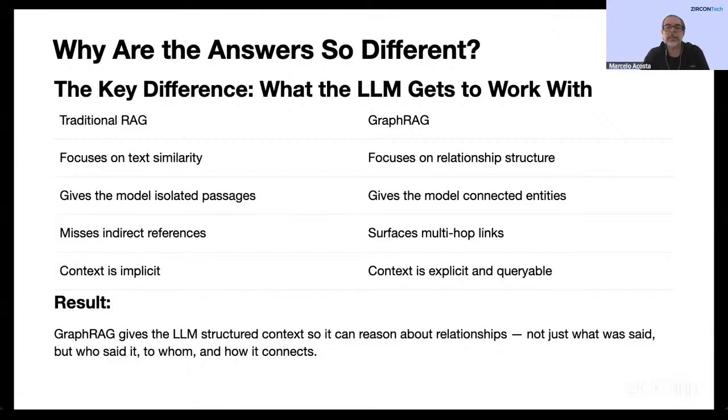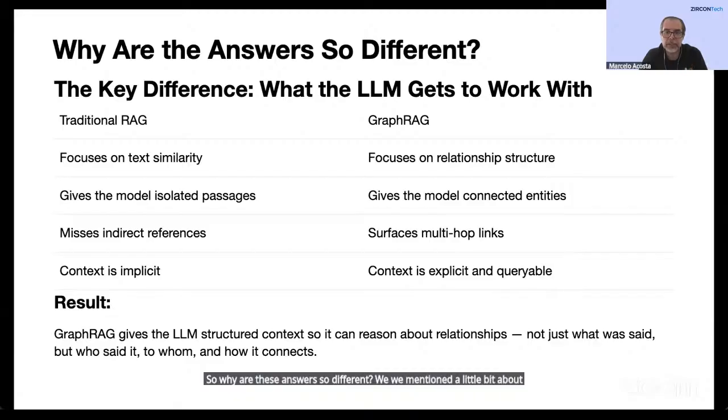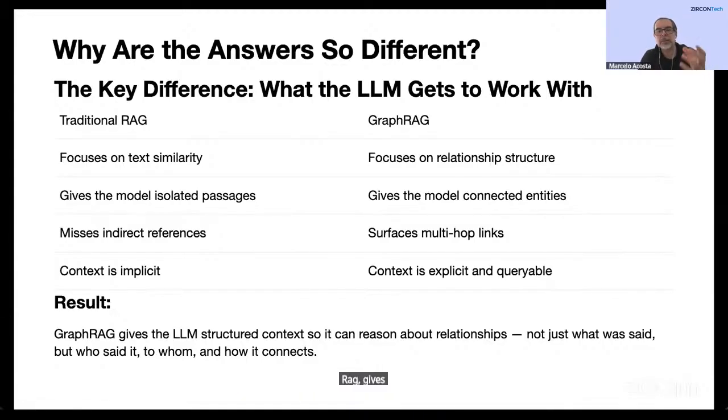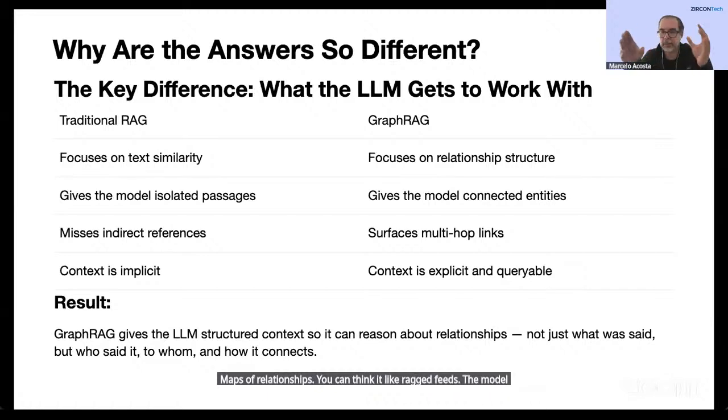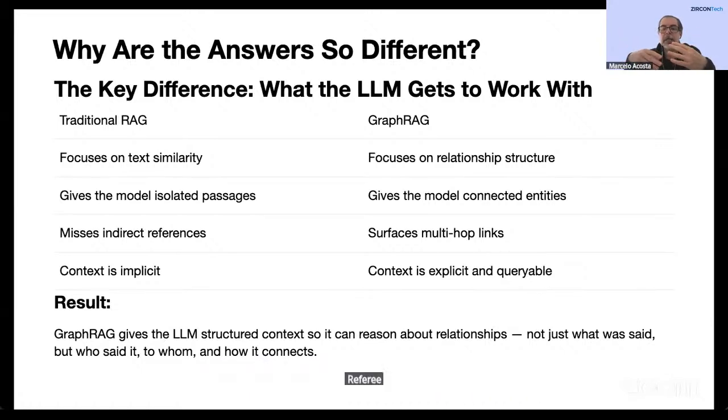So why are these answers so different? We mentioned a little bit about this because this is because of what each approach is using to feed the language model. RAG gives the LLM isolated text chunks. GraphRAG gives it a structured map of relationships. You can think of it like RAG feeds the model random paragraphs. GraphRAG feeds an organized network. So the reasoning still happens in the LLM.